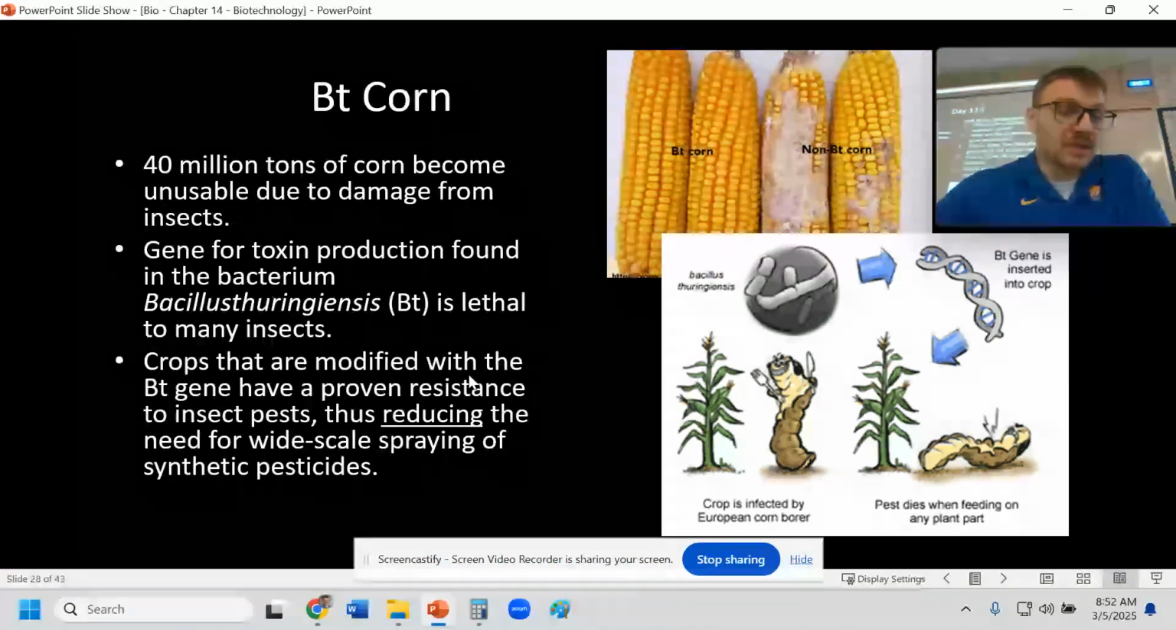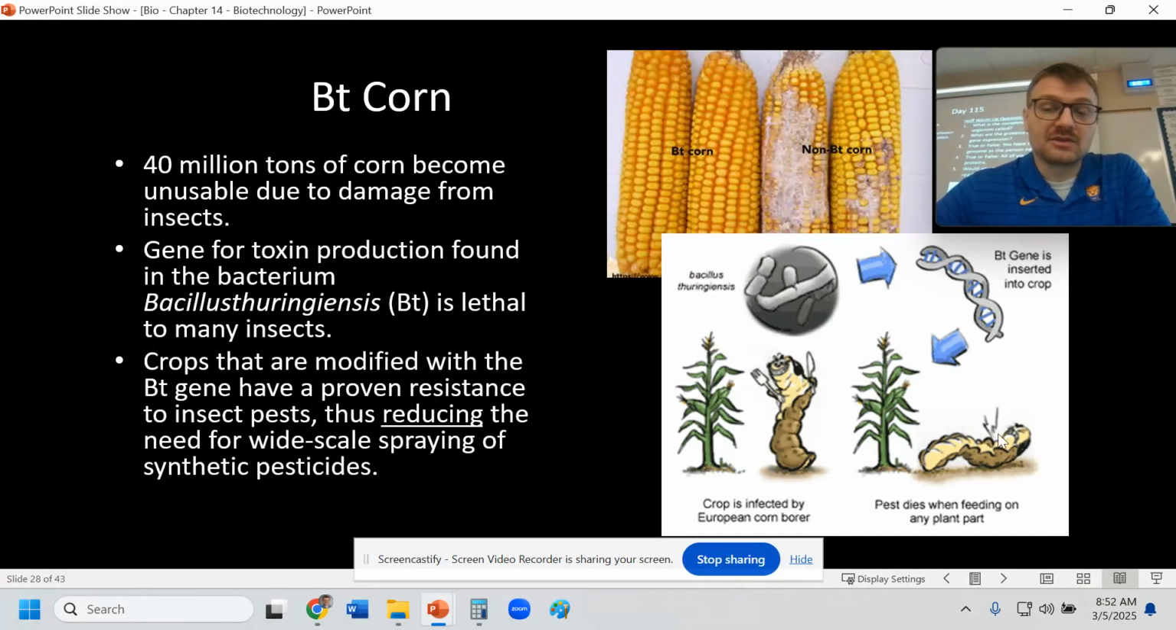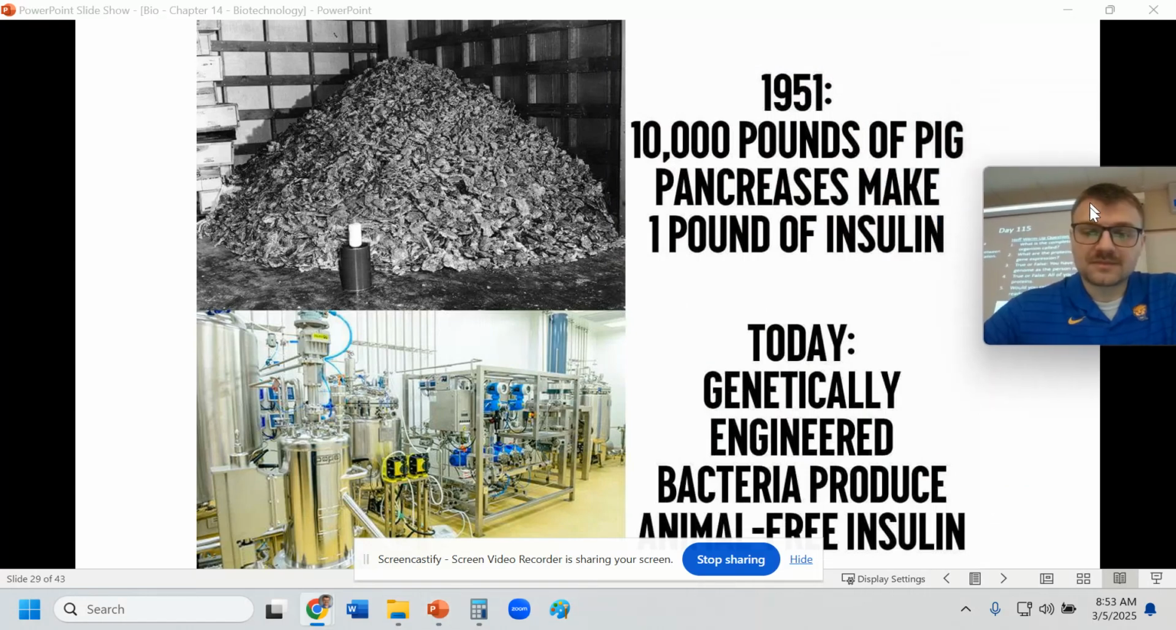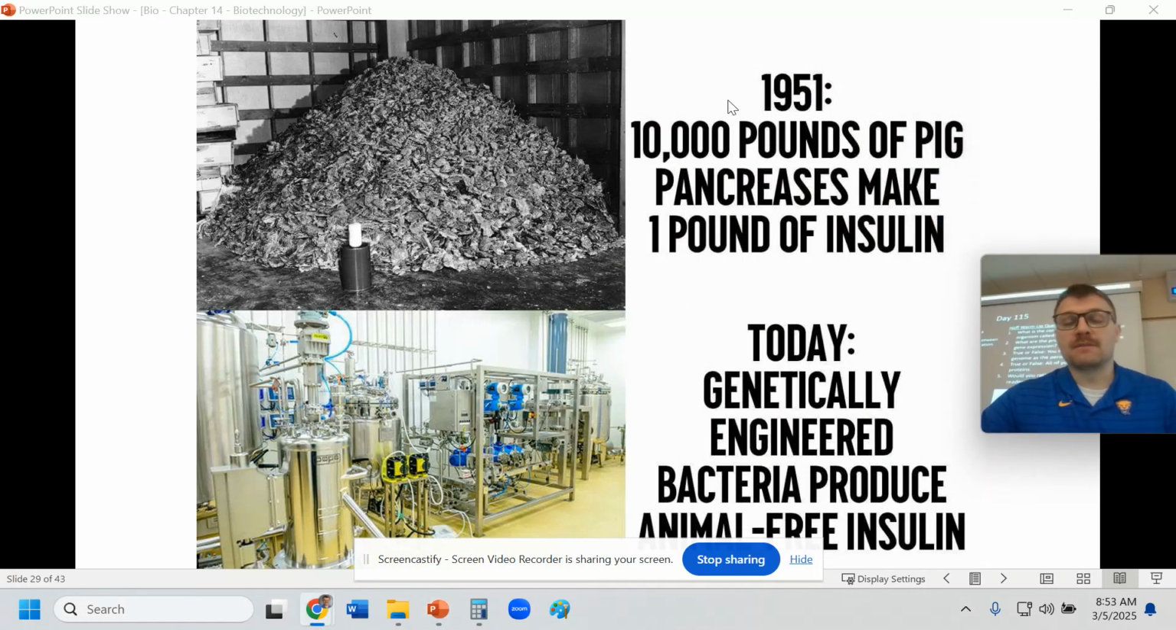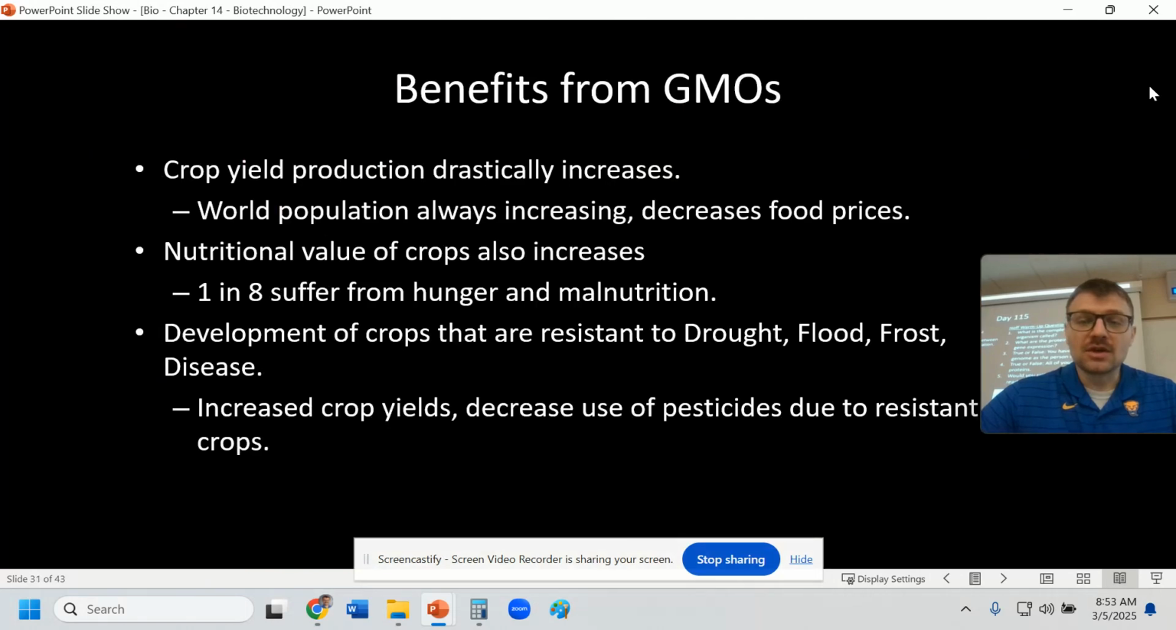BT corn produces much more sustainable corn because, again, it's going to kill the pests that eat the corn, and it's non-life-threatening for us, or it doesn't really affect us. So again, this BT corn produces a healthier, higher-yield product than regular corn. Like showing this image of what we had to do back in the 50s to produce insulin for people that are diabetic, and now we use bacterial insulin because it's a lot more ethical, more efficient, and better. So there are some benefits and some drawbacks from GMOs.